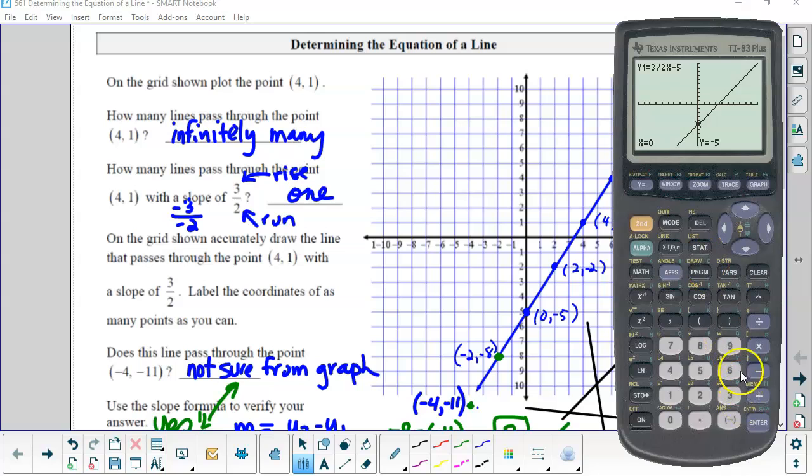So if I'm in trace and I enter -2, the calculator knows that it's looking for an x value of -2. Enter on that and it'll give you the y value, -8. So that's a point. That's another way of doing it.